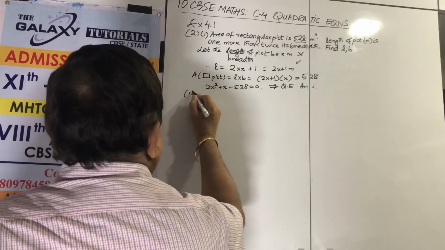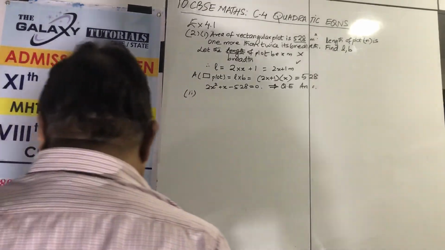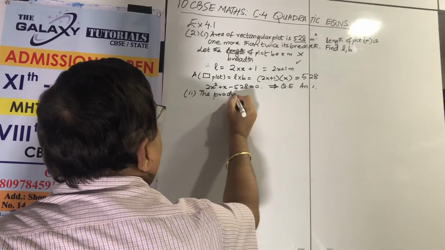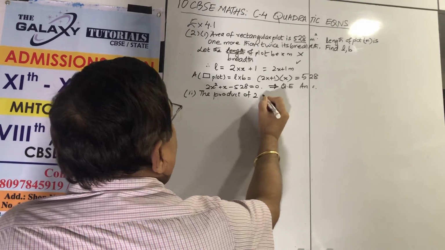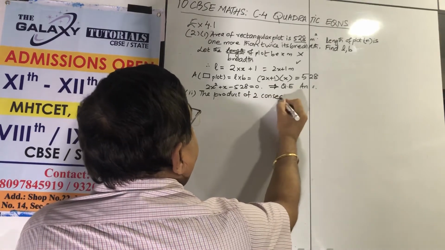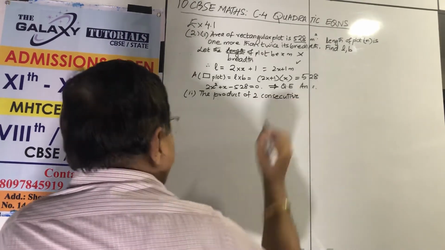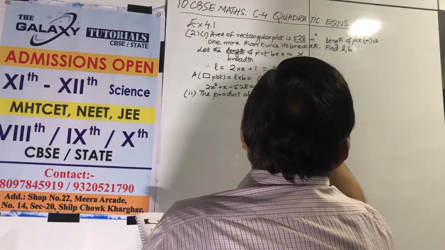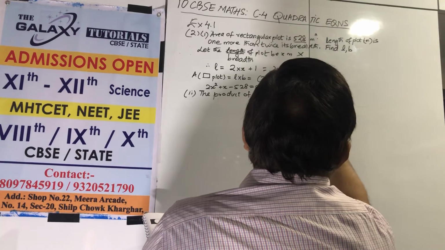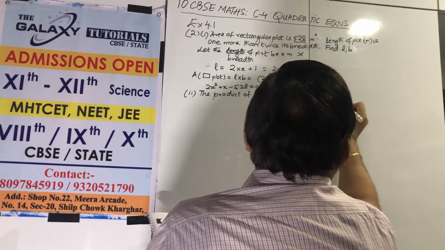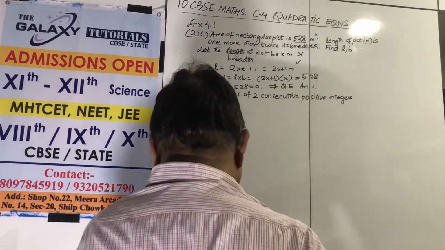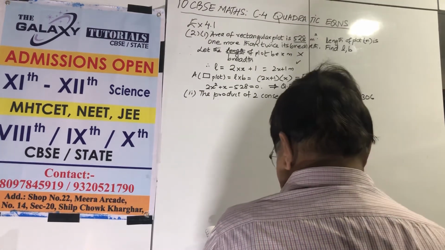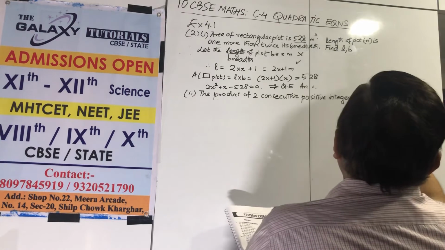Now I have sum number 2. The product of two consecutive positive integers is 306. Okay, find the integers.